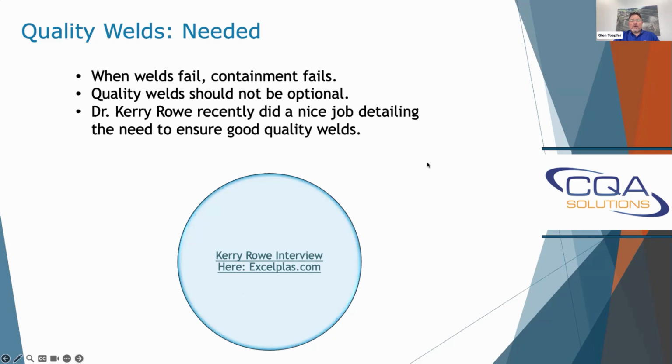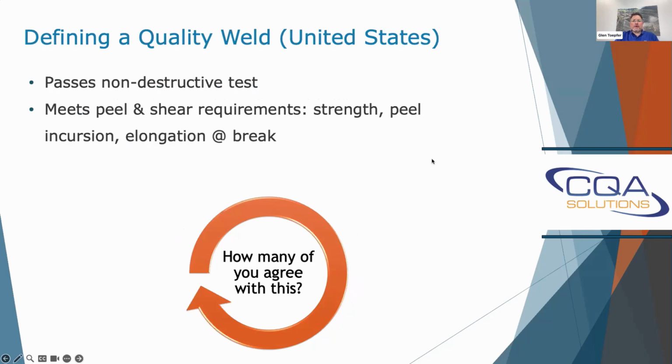But that led me to ask the question, how do we define a quality weld? Here in the United States, a quality weld really seems to be defined by passing a non-destructive test in the field and then meeting shear and peel requirements: your strength, peel incursion requirements, elongation at break and such. So how many of you agree with this? I can't physically see your hands here, but I know it's a mix. Some people agree and some people don't. I believe it needs to go beyond peel and shear, but that's not really the focus at this point of my webinar.